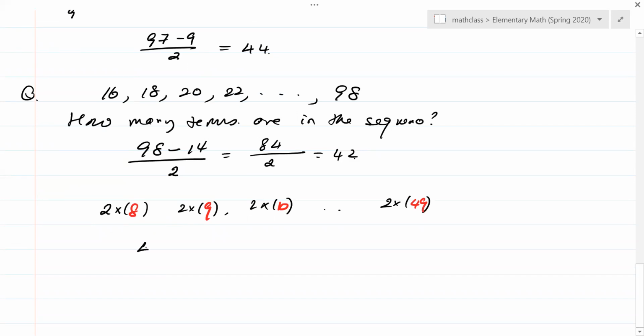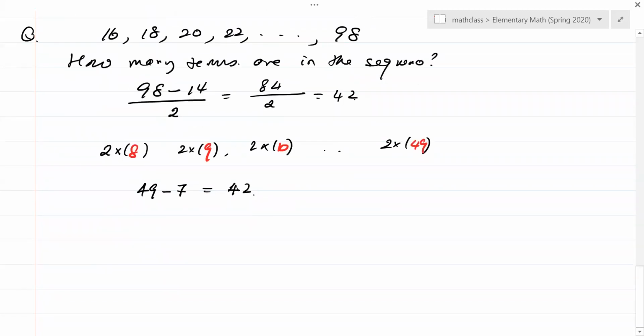So the answer is 49 minus the term before 8, which is 7. So 49 minus 7 is going to be 42. Okay, so this is how we get 42.